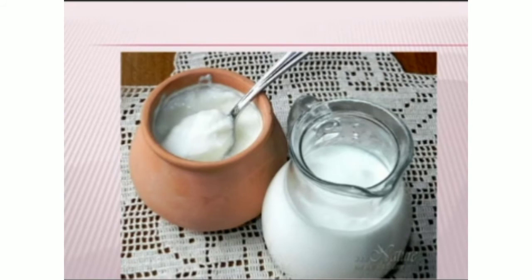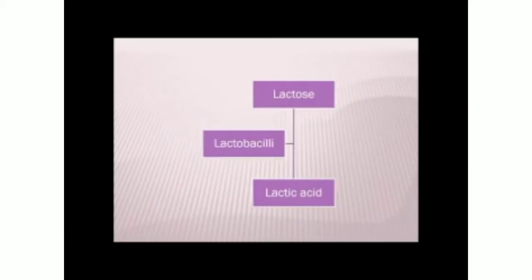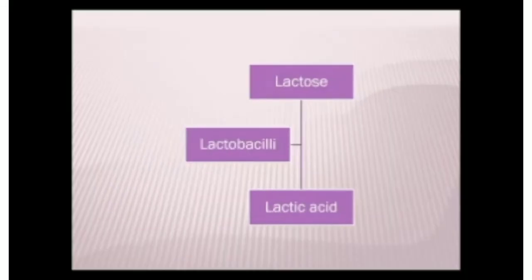Once lactobacilli bacteria enter the milk, they multiply rapidly. Lactobacilli convert lactose sugar present in the milk into lactic acid, and this process is called fermentation. In short, conversion of lactose sugar into lactic acid is called fermentation. But how is curd formed? Here in this slide we see lactose, in the middle lactobacilli, and at the bottom lactic acid is formed. In short, lactose gets converted into lactic acid due to lactobacilli.